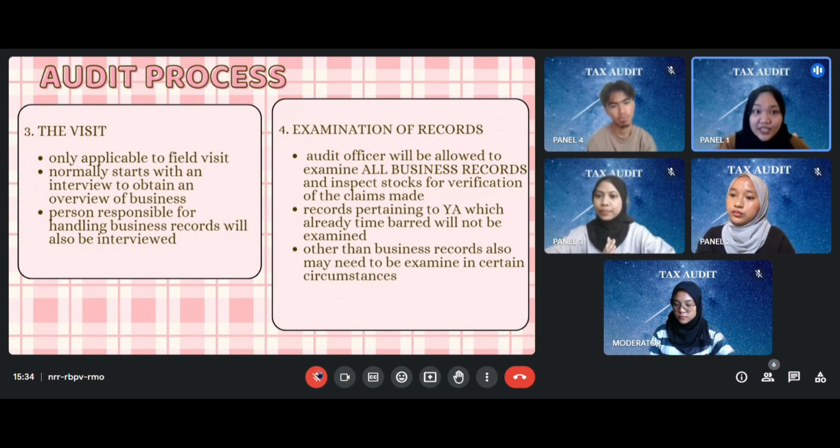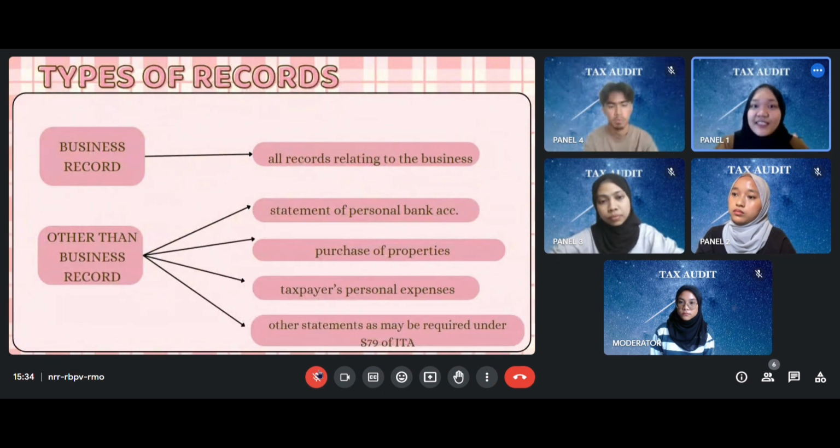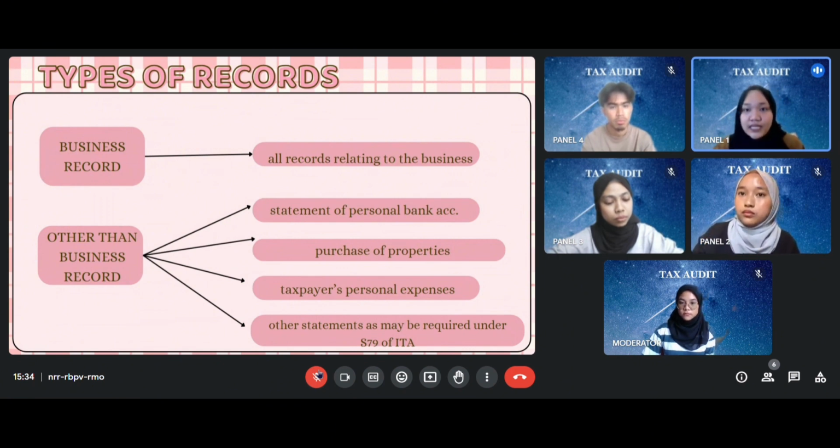For your information, audit officers will be allowed to examine all business record and inspect the stock for verification. But records pertaining to the year of assessment which is already time-barred will not be examined. Sometimes other than business record also may need to be examined in certain circumstances. So here you can see the types of record, which is business record and other than business record. For business record, it is all records relating to the business, while other than business record is statements of personal bank account, purchase of properties, taxpayers' personal expenses, and other statements as may be required under Section 79 of ITA.